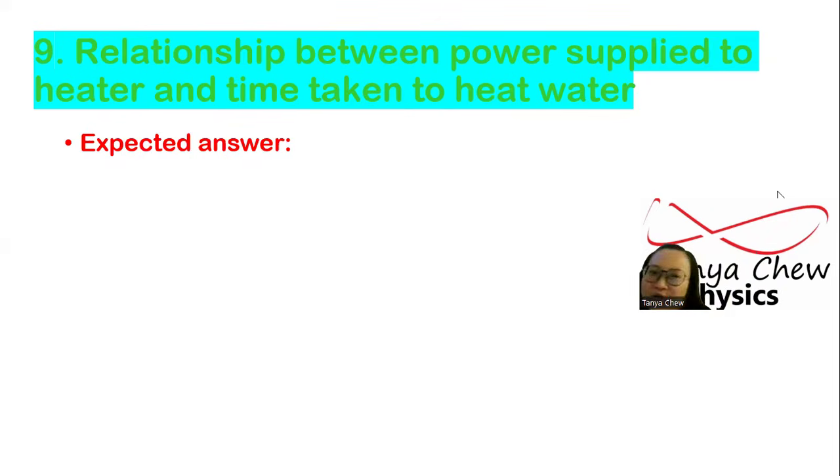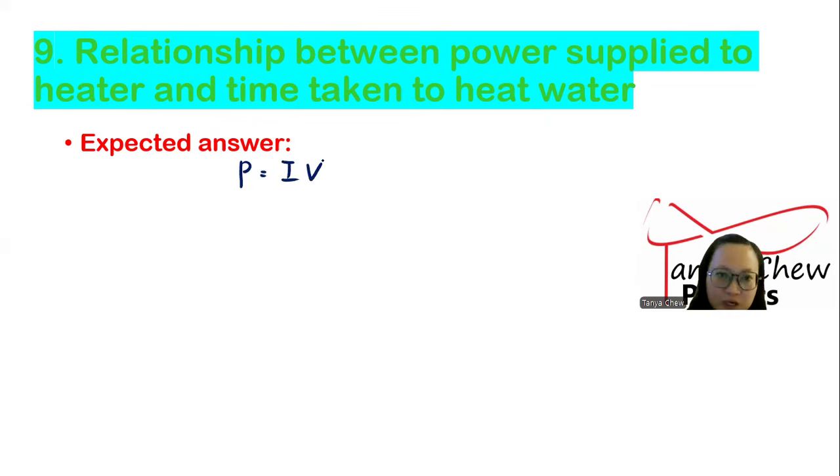Now, number nine, maybe the relationship between power supply to the heater and the time taken to heat the water. So the power supply to the heater, you have to bear this in mind. Heater come with power rating. So it's stated on the heater itself, right? Or you can calculate your power if you want by using IV, the current value and the voltmeter reading, the voltage. And the time, I want to see you use stopwatch.